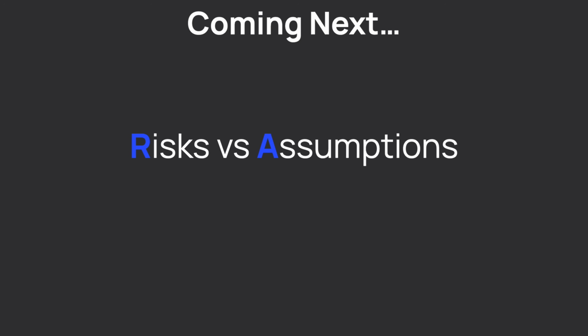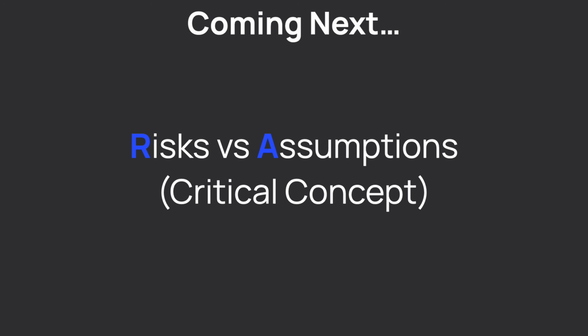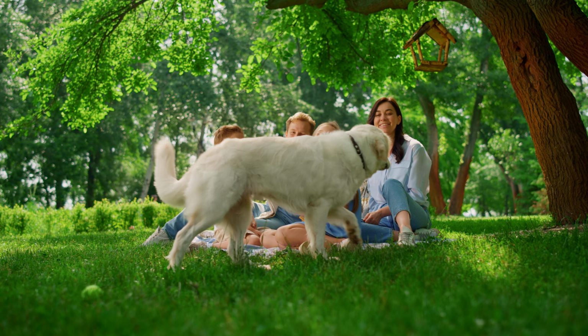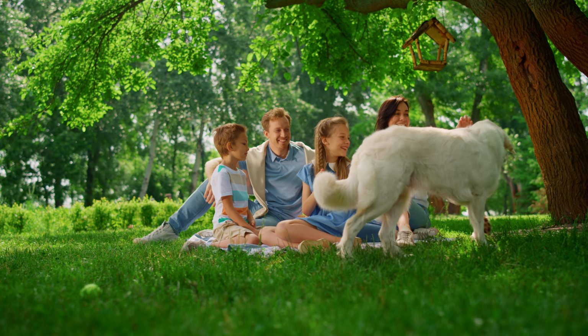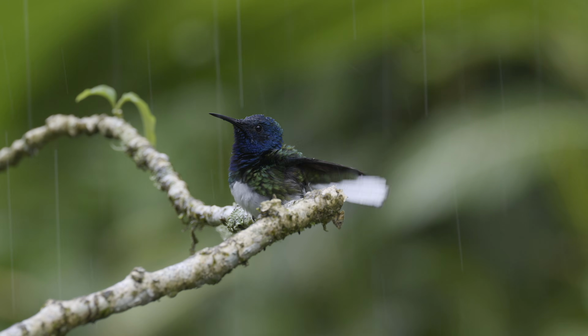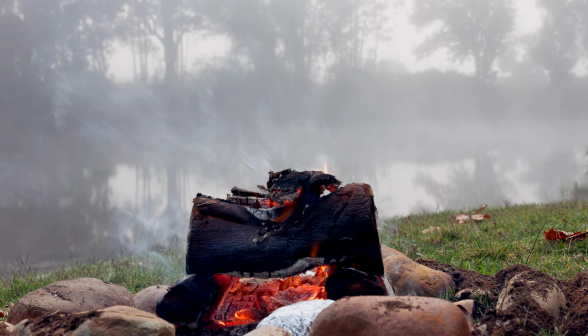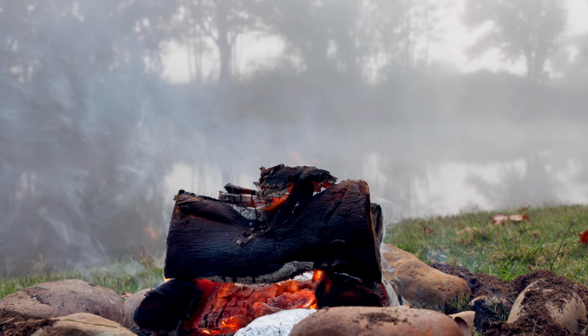Now, many people have the same question when you put these things side by side. What's the difference between risks and assumptions? And it's a good question, it's a critical concept you must understand. It's often the reason why projects fail. Imagine you are planning a big outdoor picnic in a park. So in this case, you may have a risk of rain. The picnic will happen if it rains, but people might be unhappy about the whole experience.